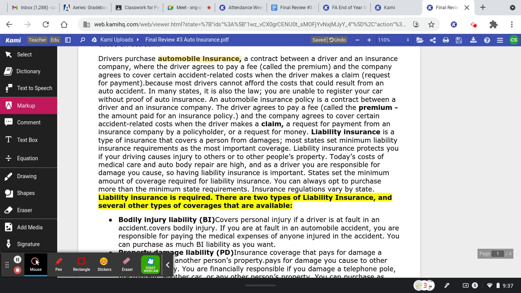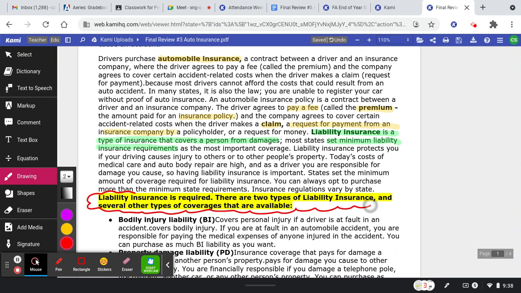Now, we pay a fee or a premium to the insurance company for this insurance policy, and then the company agrees to cover the accident-related costs. If you're in an accident, a driver makes a claim, the request for payment. I'm going to go ahead and grab a different color here. Liability insurance is the type of insurance that covers that person from damages. Most states set a minimum liability insurance requirement. And so look at this down here. Liability is what you have to have in the state of California.